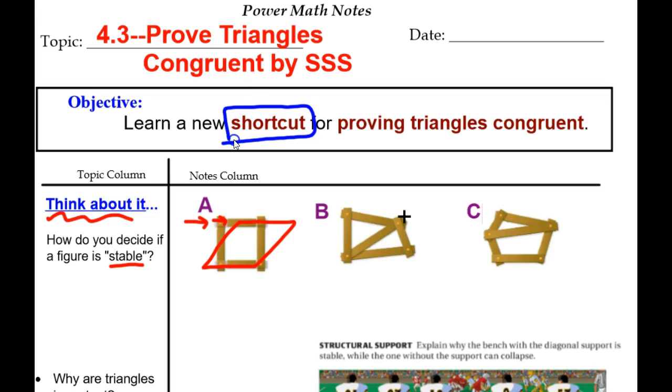Between B and C, which one would be the strongest? I'm going to let you think for a second. Pause. Then if you look at it, the difference between the two is that letter B is really made up of two triangles, where letter C is made up of a triangle and then a quadrilateral. If you have only triangles, it turns out that this is the strongest shape.